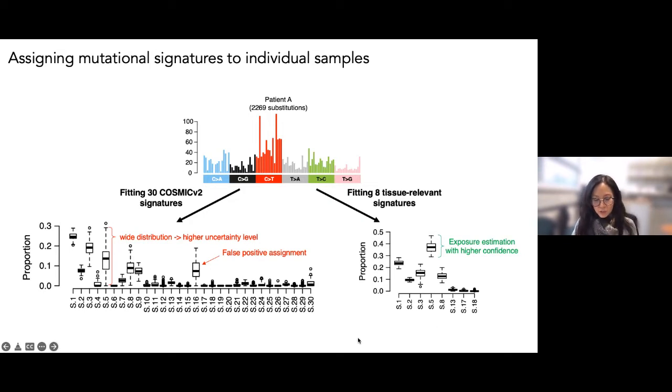So I think the message there is: narrow the search space. Don't go for 30 signatures or 100, and please don't go for 160. You'll get a mess of a result. Go for the tissue-specific signatures. Now, some of you may say, well, you might miss some rare signatures. Aha, well, we'll come to that shortly.